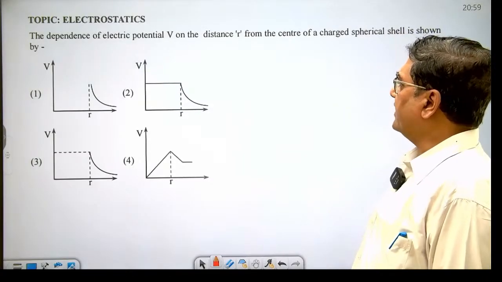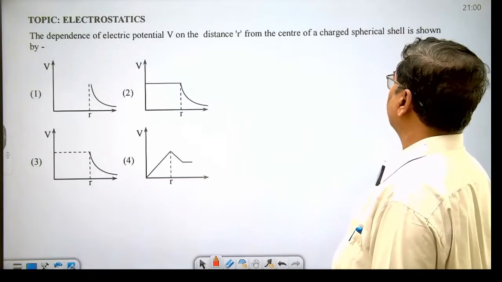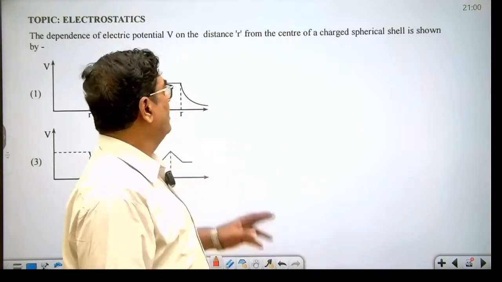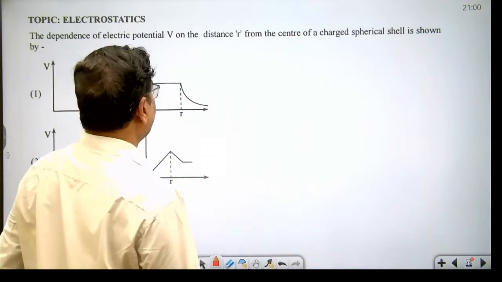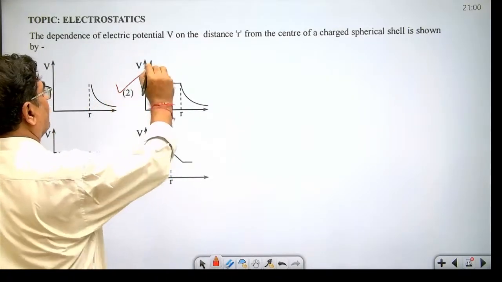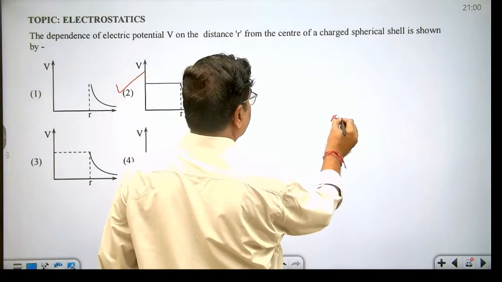The dependence of electric potential V on the distance R from the center of a charged spherical shell is shown by. Dear student, in case of charged spherical shell, inside the shell potential remains constant and outside the shell V is proportional to 1 upon R. So out of 4 choice, the correct answer is option 2.